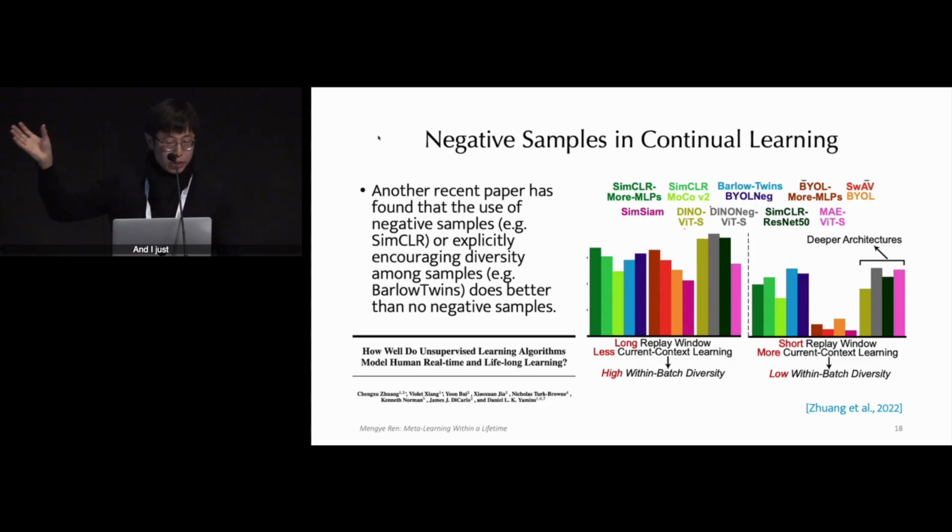And I just want to mention there's another recent paper that's also trying to benchmark these self-supervised learning methods in those baby cameras. And they've also found similar conclusions, where SimCLR, those that explicitly use negative samples, or Barlow Twins that explicitly encourage diversity among samples, do better than approaches with no negative samples in online video representation learning.